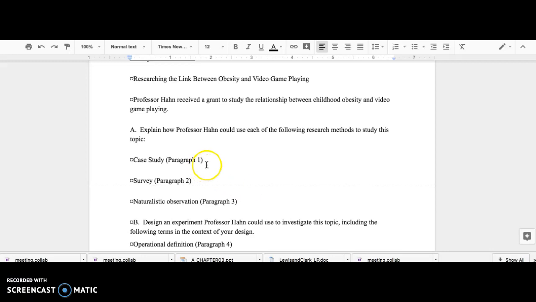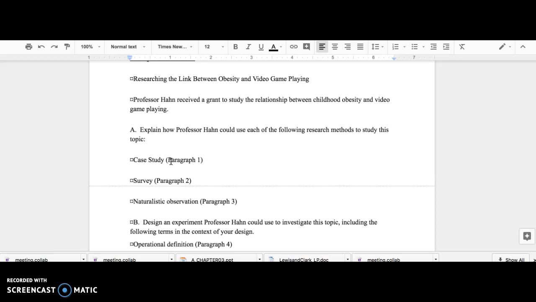For paragraph 1, you'll indent it and you'll explain first what a case study is. So always start with defining. You found the term was case study. Now you need to define it and then you need to apply it to Professor Hahn's scenario. So explain how Professor Hahn could do a case study in this experiment.